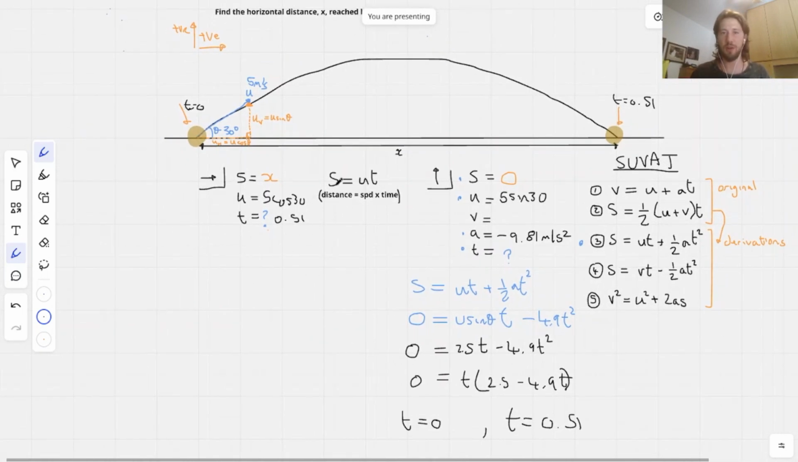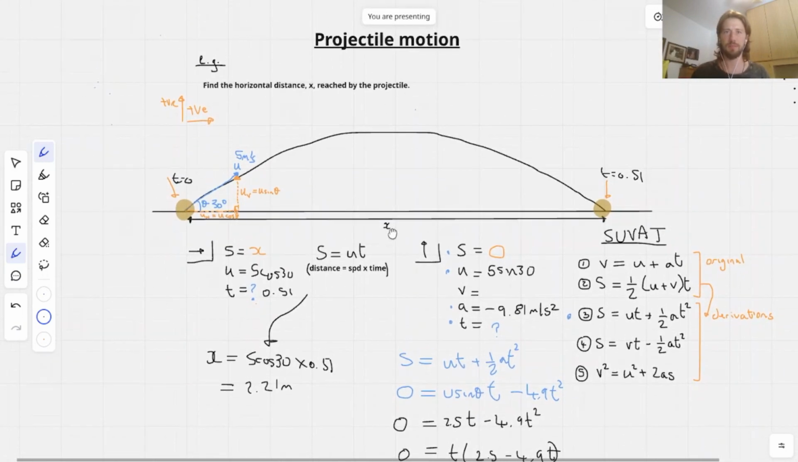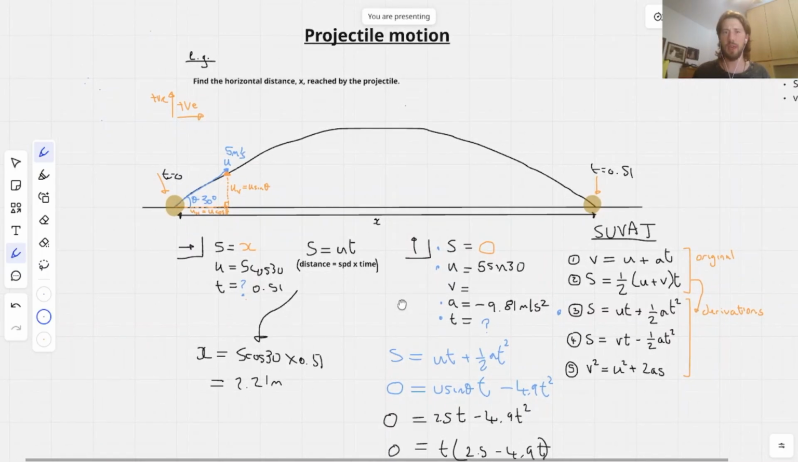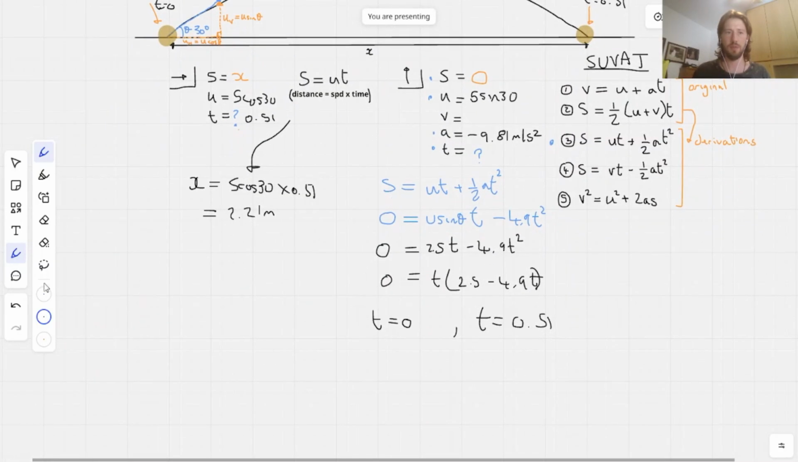Now, the horizontal is always an easy thing. It's just distance equals speed times time. So if we want x, we'll just write x, distance equals speed, 5 cos 30, times time, 0.51. And if we put that in a calculator, we will get 2.21 meters. There we go. We found x equals 2.21 meters. And we can pretty much apply this exact logic to any projectile motion question. So let's write that in a list.